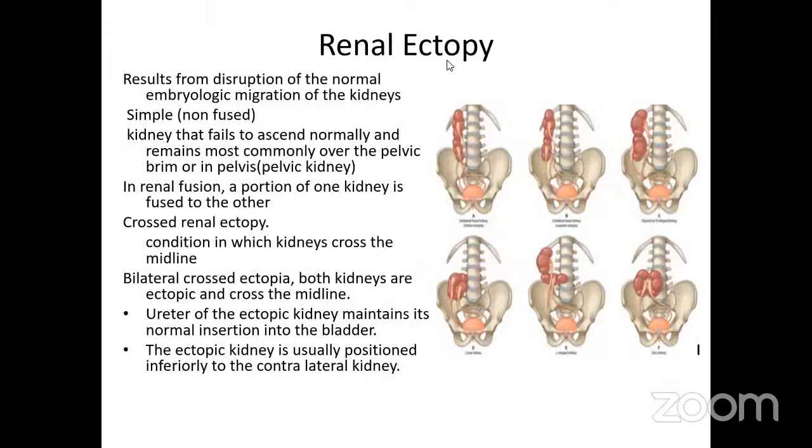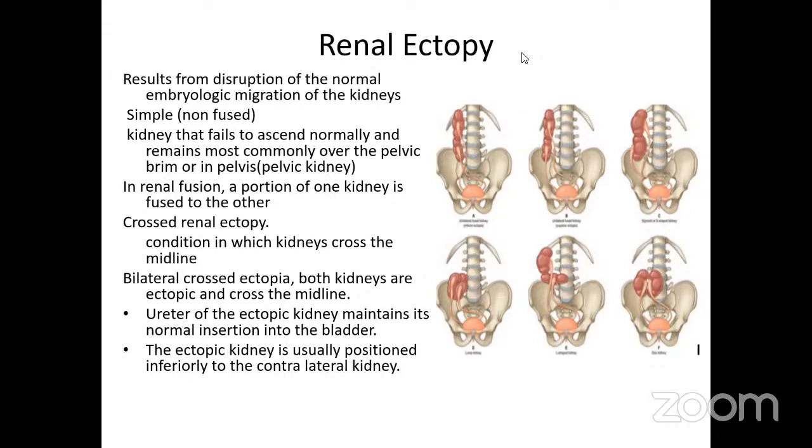Now, renal ectopy. This results from the disruption of the normal embryologic migration of the kidneys. It can be simple, that is non-fused, or fused form. In a simple form, kidneys fail to ascend normally and remain, most commonly, over the pelvic rim or in the pelvis, that is pelvic kidney.